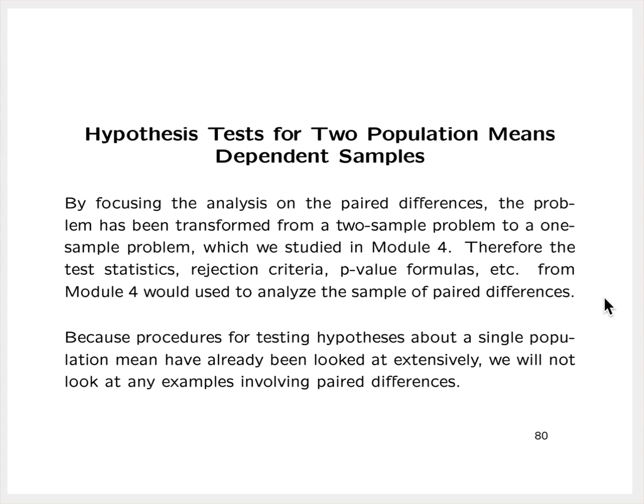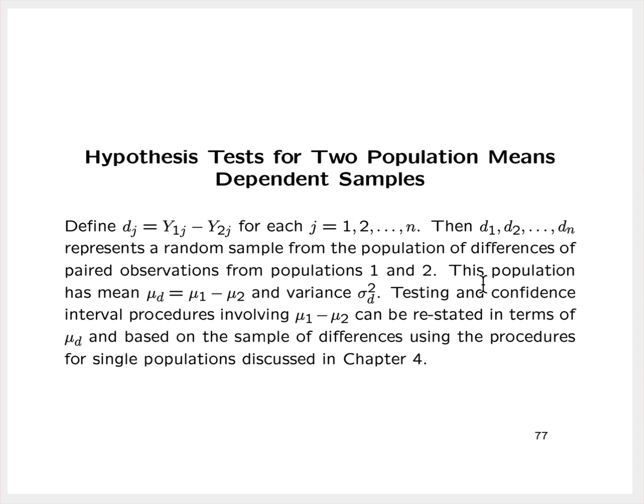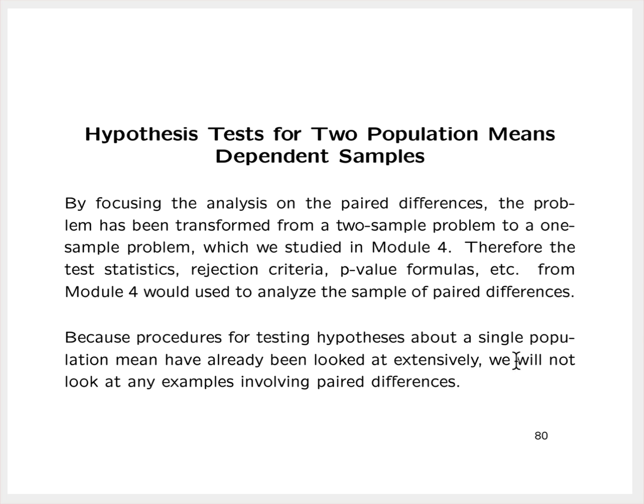And in particular, we would more than likely be using, because we don't know the variance of the population of differences, we would have to estimate it, all right? And so we would be using the one-sample t-test to do this. And so it really simplifies to something very simple to do, because procedures for testing hypotheses about a population mean, in particular the one-sample t-test, have already been looked at.